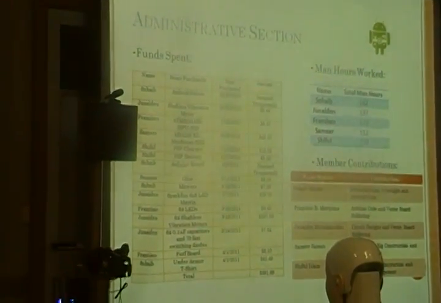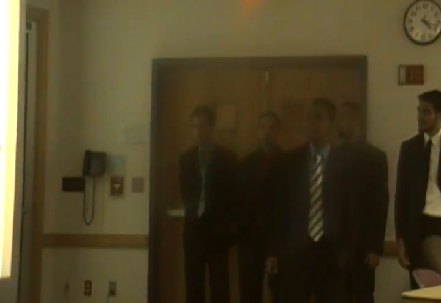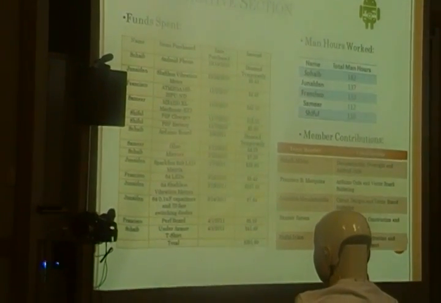Next is the administration section. You can see the total funds we spent throughout the project, excluding the Android phone and Arduino board, because Sohaib temporarily donated them. The total amount of money we spent is $392. Also, the man hours each group member put into our project, and member contribution.